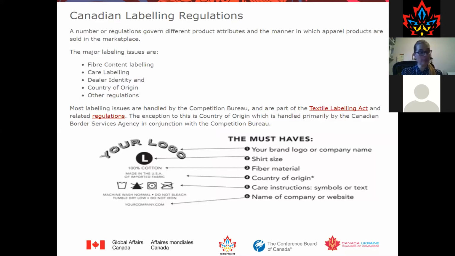Labels are a very important part of the garments. This is the information that every label has to have. Every garment has to come with a label. The label is important because it's telling us who the brand is, the size, the material, the country of origin, the care instructions, the name of the company, and the website. This is important for you to know.